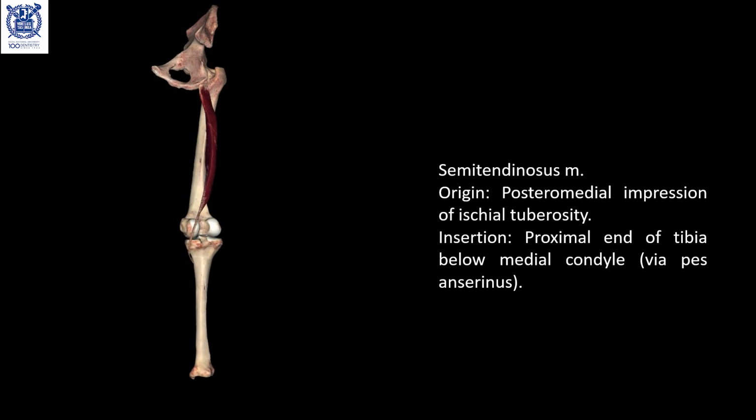Semitendinosus muscle, origin: posteromedial impression of ischial tuberosity. Insertion: proximal end of tibia below medial condyle via pes anserinus.